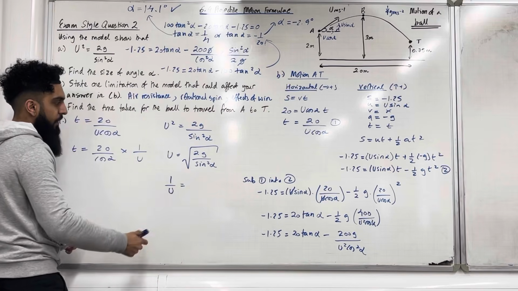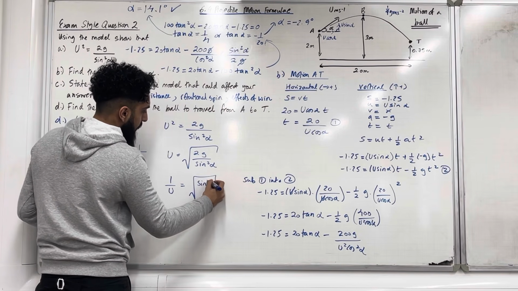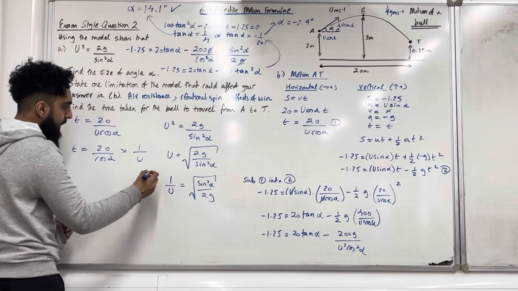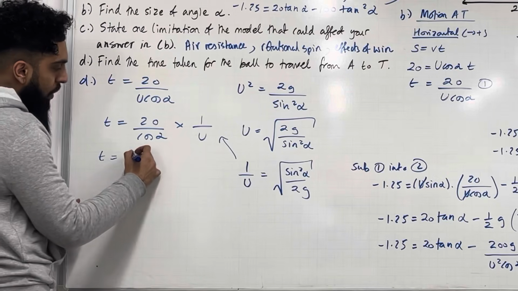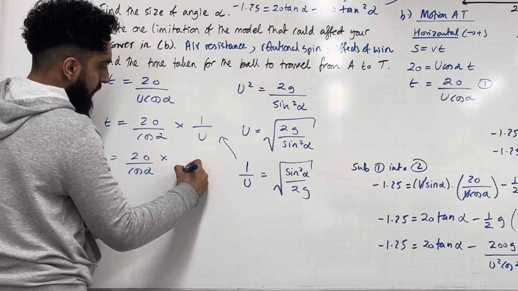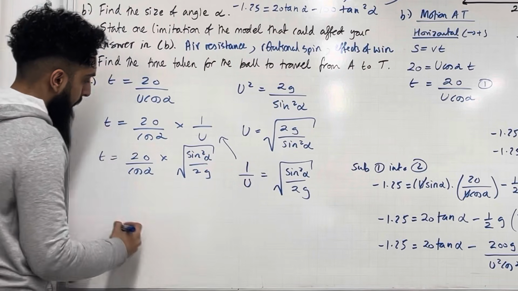Okay, so now, if u is equal to this, we know that 1 over u will have to be the reciprocal of this. So it would just be the square root of sine squared alpha over 2g. Okay, so now I can substitute to work out t. So t is equal to 20 over cos alpha multiplied by the square root of sine squared alpha over 2g.